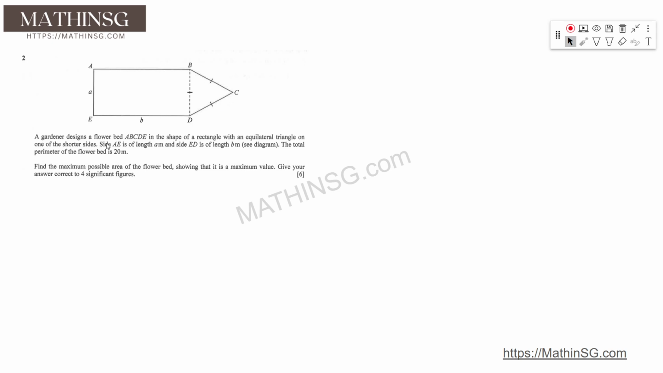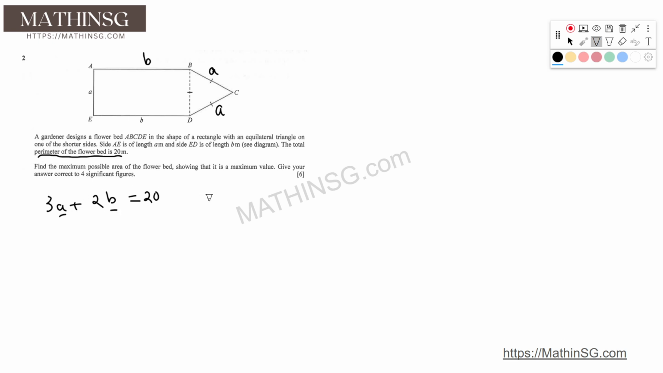The total perimeter of the flower bed is 20 meters. So they gave us the total perimeter of the flower bed, so I should form an equation with the perimeter. Here I know that this is a because this is an equilateral triangle. Here's also a, here's also a. So in other words, the perimeter of the flower bed is 3a plus 2b, which will give me 20. I need this equation because there are two variables, a and b.